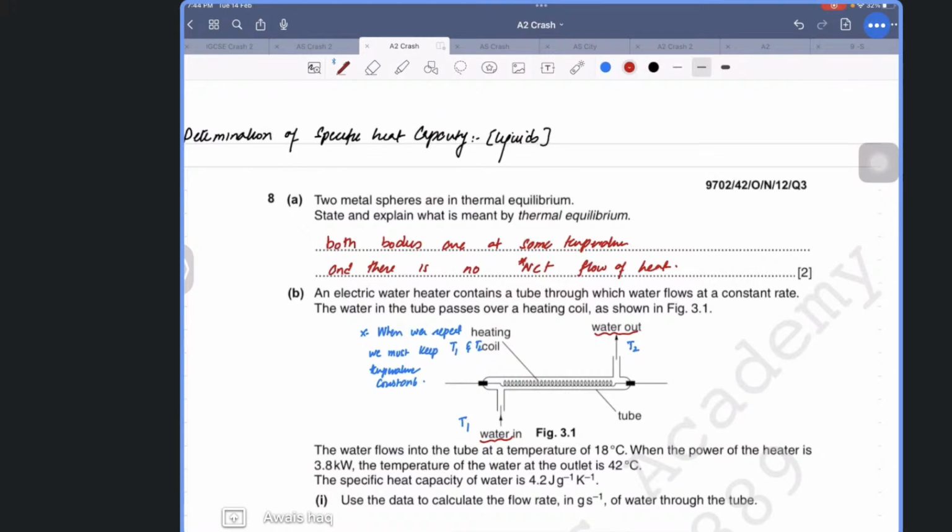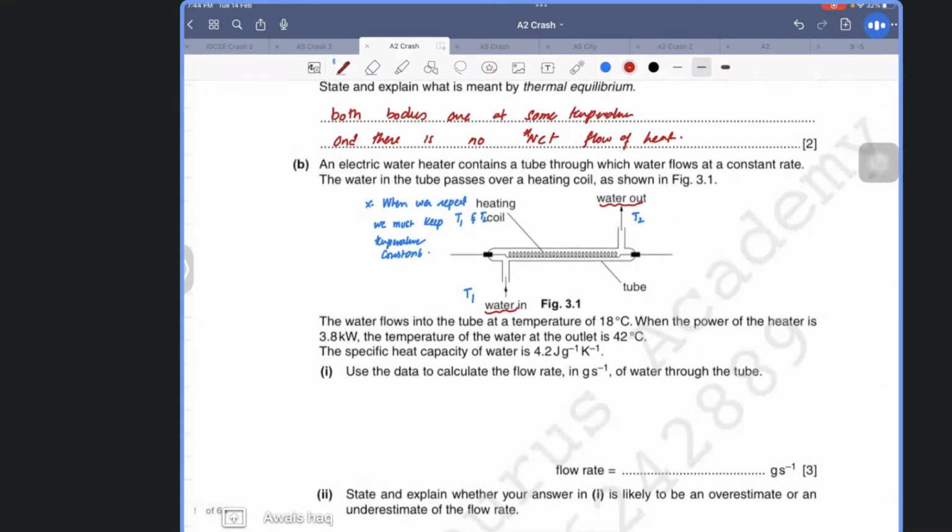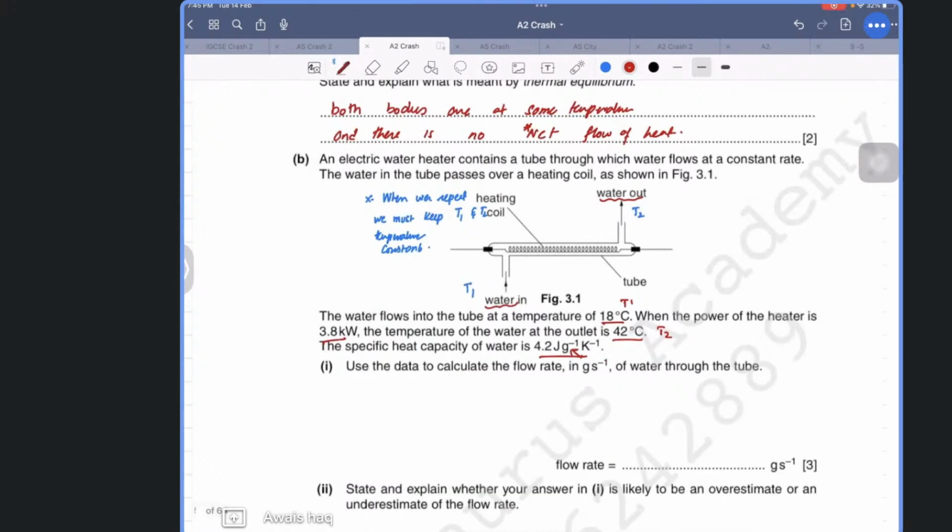All right. Now, wait a second, please. Now, these sort of questions, in this one, it says water flows into a tube at 18 degrees, and when the power of the heater is 3.8 kilowatts, the temperature at the water outlet. So this is T1, this is T2. The specific heat capacity of water is given like this. It is in grams, as you can see. Be very aware of that, and use the data to calculate the flow rate. Where's the data? I don't know. We just need to calculate the flow rate of that. We can do that, I think.